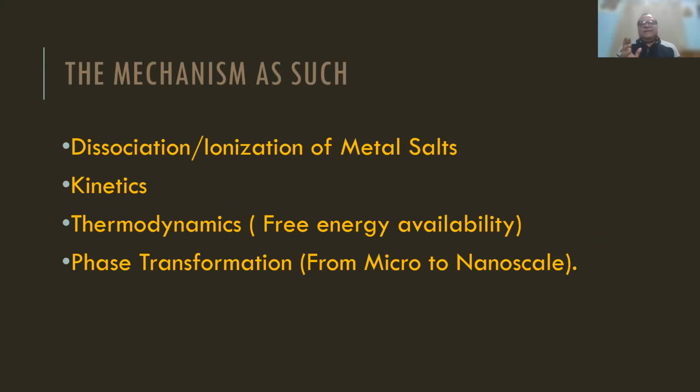Because I was taught at Cambridge that science without reason is just journalism. So we must reason, and what we do basically is take an ionic solution, then it dissociates, it ionizes, metal salts ionize and dissociate, then it follows first order, second order kinetics. Then comes the availability of free energy, thermodynamics. That is the pivotal point. We need to generate the free energy for phase transformation. That will allow it to jump the phase from the micro scale to the nanoscale.